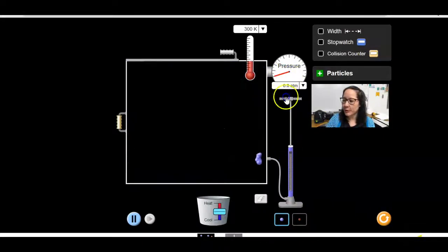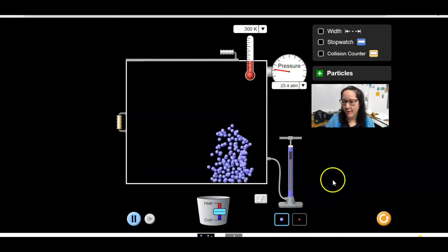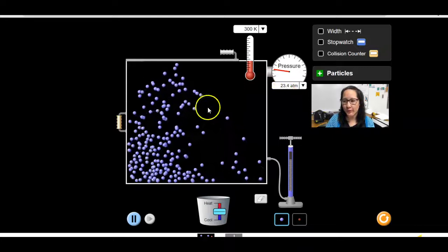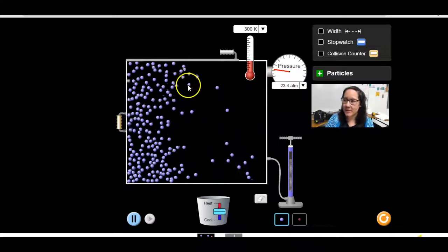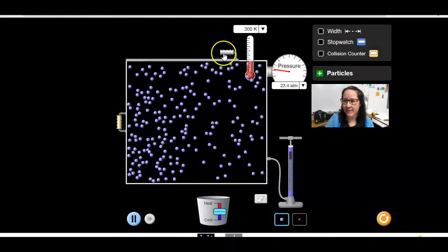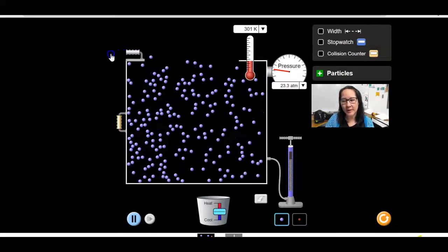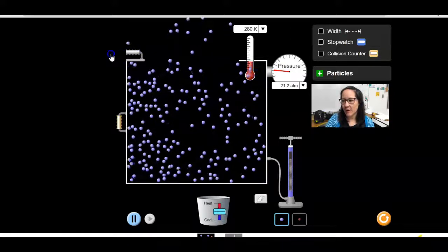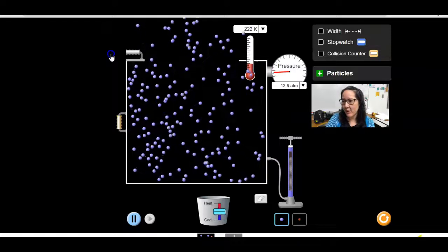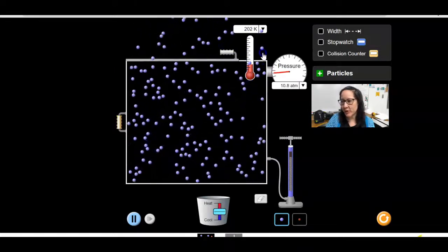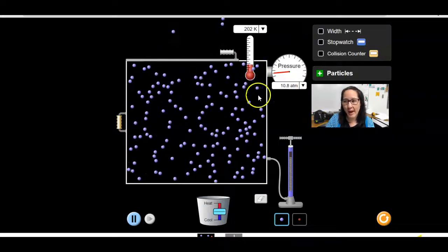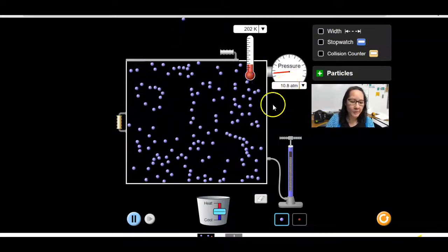Okay, what if we were to reduce the amount of gas by half? So here I put 4 pumps of gas, and we have a pressure of 23.4 atmospheres. Now I'm not going to be able to do this exactly, but I'm basically going to try to let about half of the gas escape out of the container by opening the lid at the top. And so as we watch roughly half of the gas escape the container, we can see that the pressure cuts down by half. So if you reduce the amount of gas by half, you reduce the pressure by half as well.